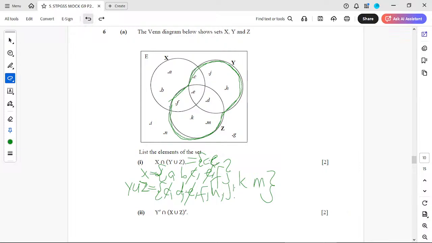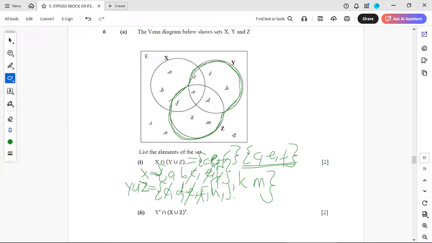Okay, this is E. Then F is found in both and we record it there. So the elements have been listed. We have listed C, E, F. These are the elements that are found in X intersection Y union Z. So this is the correct answer. The correct answer is C, E, F.